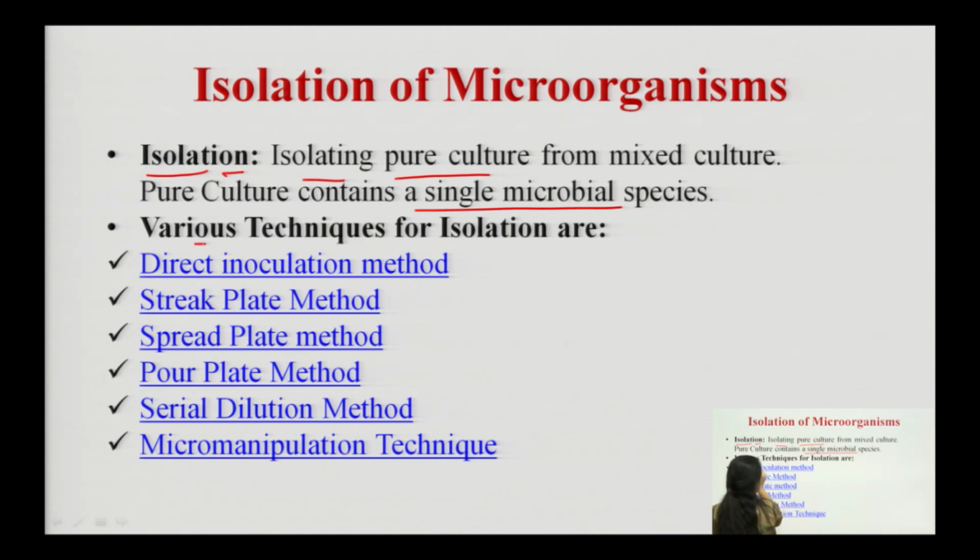There are various techniques for that. Now, what are those techniques? First is the direct inoculation method. We can inoculate directly in the media, and once we directly inoculate, the colonies will form and we can obtain the colonies. Second is the streak plate method, third is the spread plate method, then the pour plate method, the serial dilution method, and micromanipulator methods. We will learn today how we can isolate our microorganisms using these techniques.